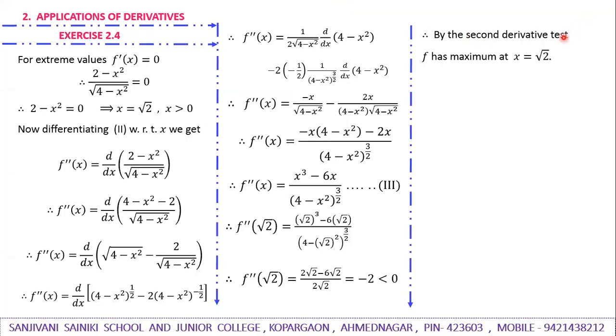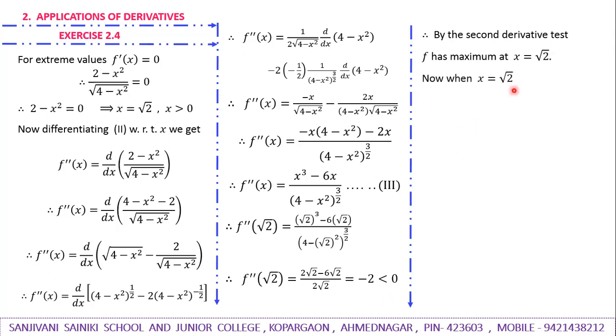By second derivative test, f has maximum and not minimum. Maximum at x is equal to root 2 because second derivative is less than 0. Whenever second derivative is less than 0, function is having maximum value. Second derivative is positive, function has minimum value.